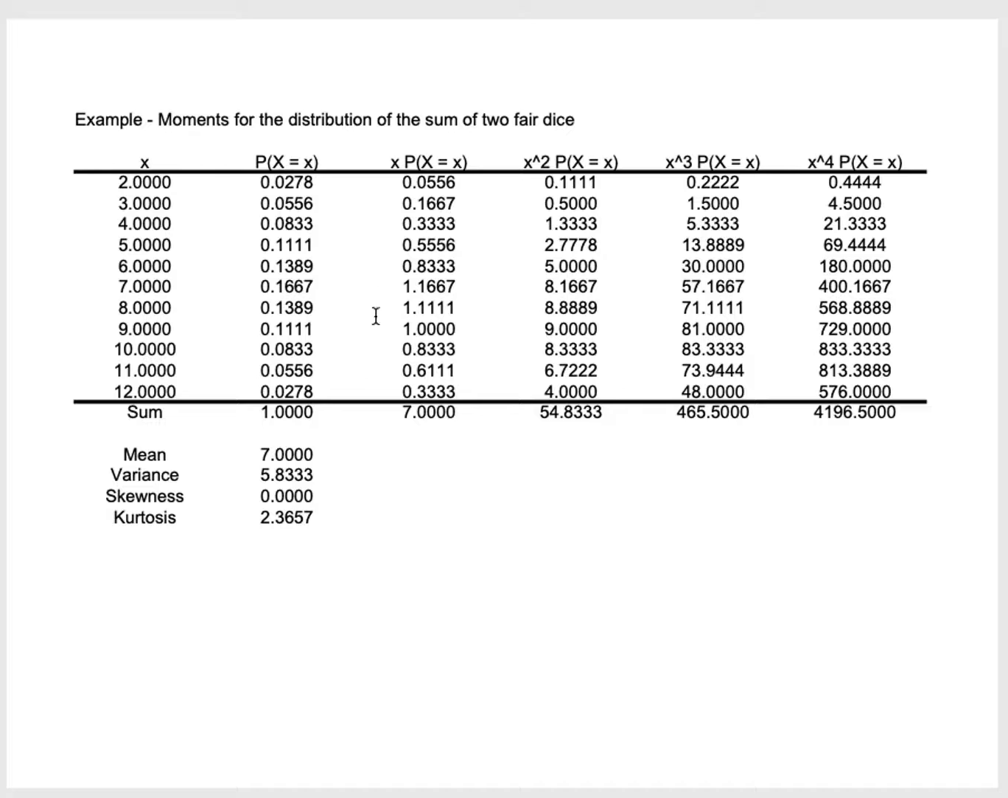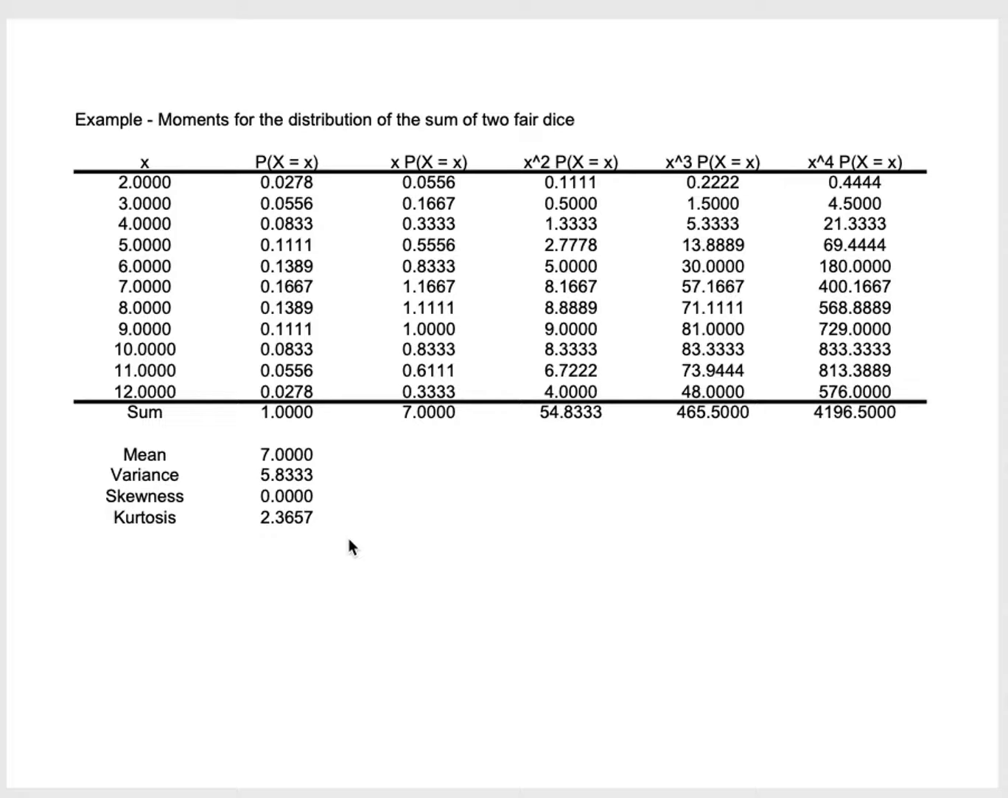And once I populate those values, these quantities are automatically calculated, as are these. And so everything is done very simply in the context of this spreadsheet. So we see here that the mean is 7. The variance is 5.8333. The skewness coefficient is 0, and the kurtosis is 2.3657, which are the same exact values that we got when we did it by hand, and also using the TI-84 calculator.